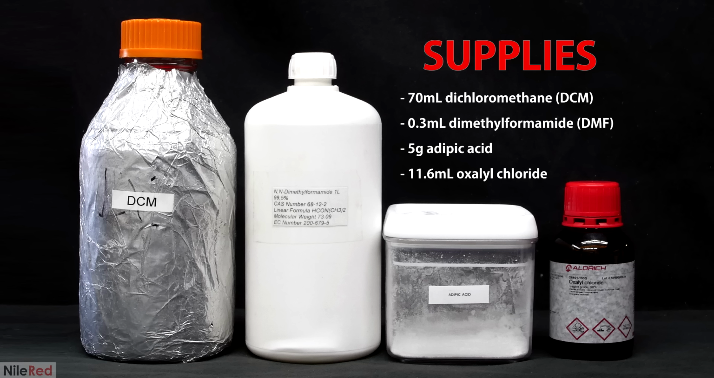Okay, so to start things off, I need to convert the adipic acid to adipoyl chloride, and to do this, I'll be using 4 main chemicals: DCM, DMF, adipic acid, and oxalyl chloride. The adipic acid was made in a previous video, and I'll have a link in the description if you want to check it out. Instead of oxalyl chloride, it's possible to use other chlorinating agents like thionyl chloride, but they're a lot harder to get.